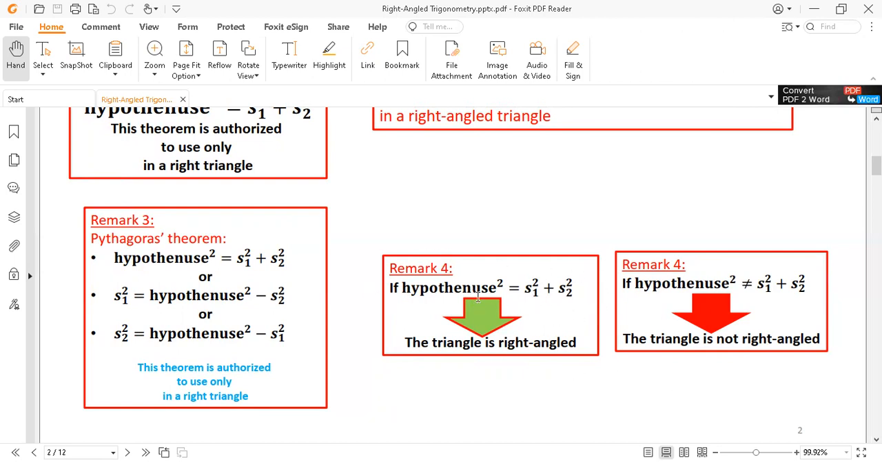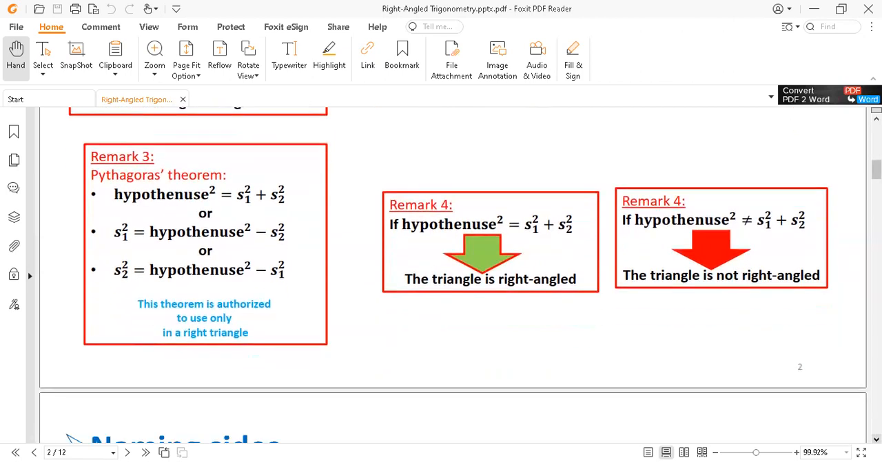If we verify the values given for any triangle, and these values satisfy the expression hypotenuse squared equals the sum of the squares of the other sides, then the triangle is a right triangle, and if not, that triangle is not right angled.